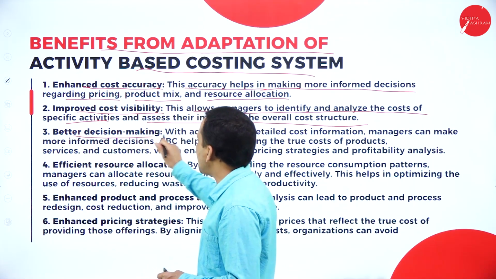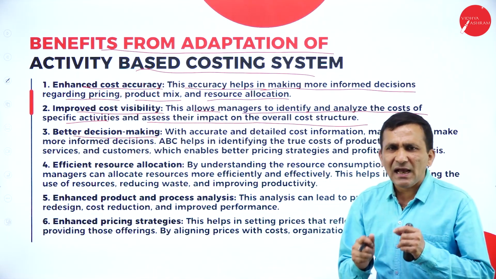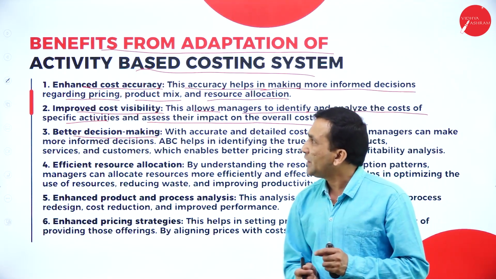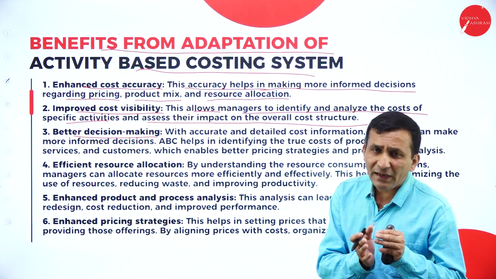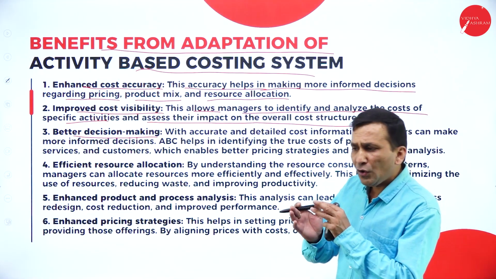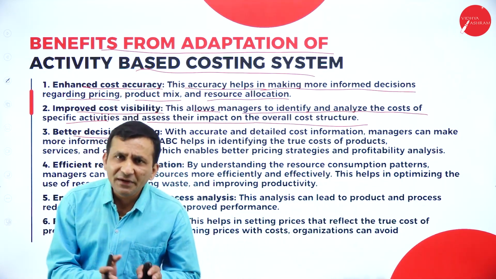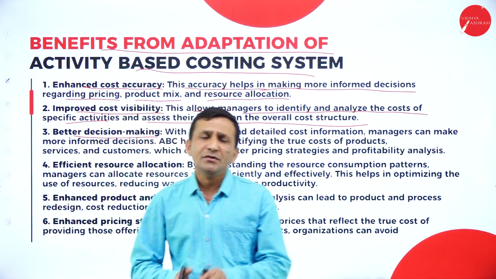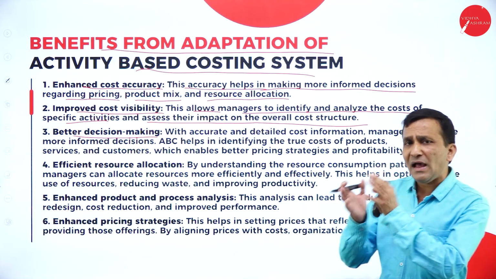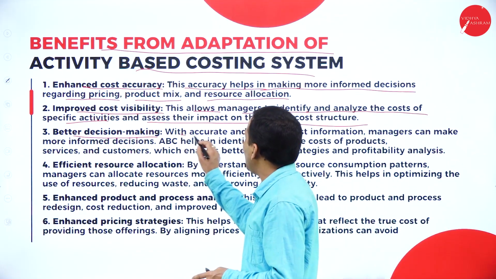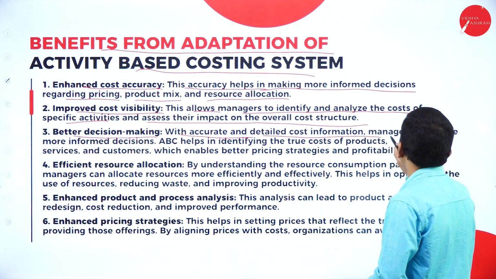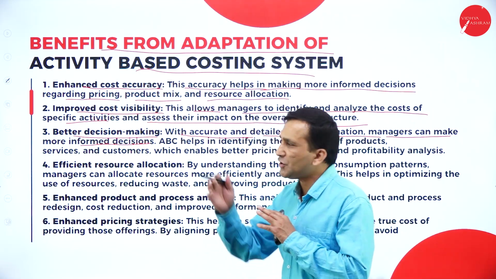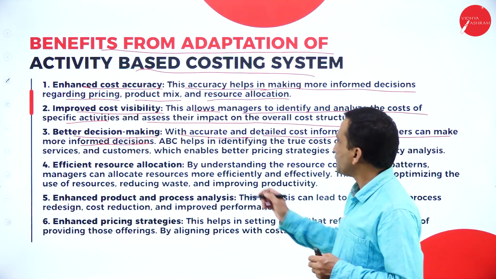Next one, better decision making. It will guide management to take proper decisions. Using activity based costing, whenever you get complete information, you can decide which activity is relevant and contributing to productivity, and which is irrelevant, which is value added and which is non value added. So we will find out. With accurate and detailed cost information, managers can make more informed decisions. Formally, we can take decisions using activity based costing.